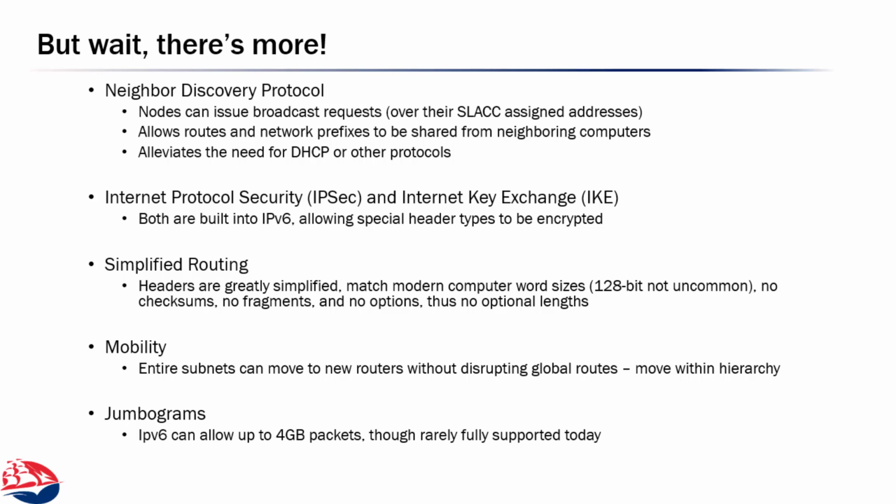Jumbograms. IP6 can allow up to 4 gigabyte packets. So you want to send a big chunk of data all at once over some special link, knock yourself out. That's a pretty big chunk of data, although you'd need the link layer underneath of you to be able to support that. Most don't.